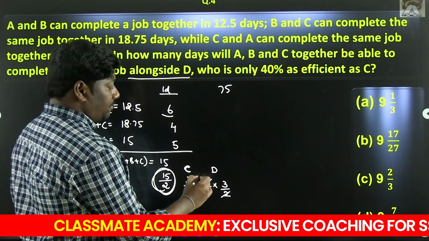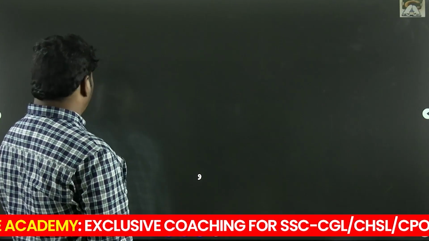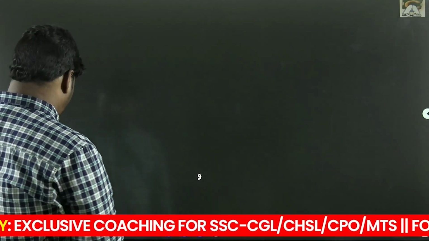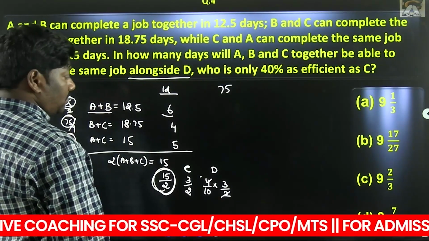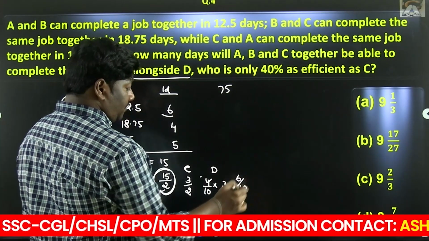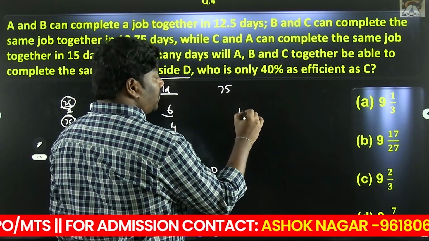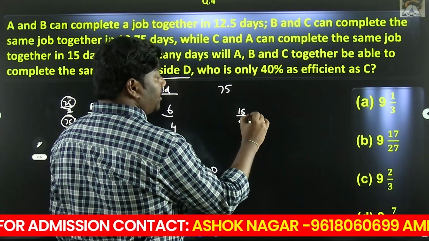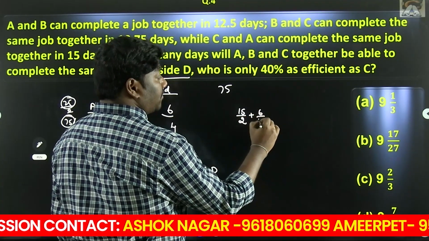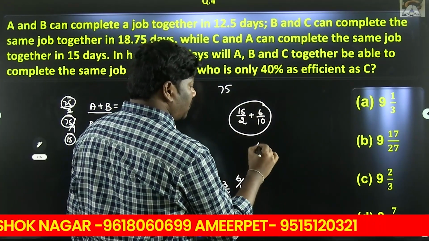2 ones are, you can say 2 twos are, that is 6 by 10. All you can do is A plus B plus C is 15 by 2, D is 6 by 10. Put together it is 81 by 10.